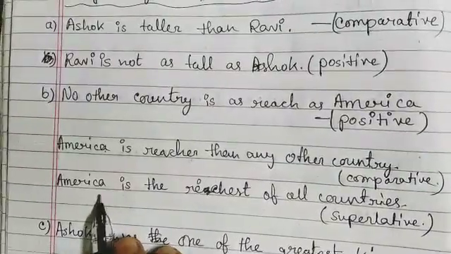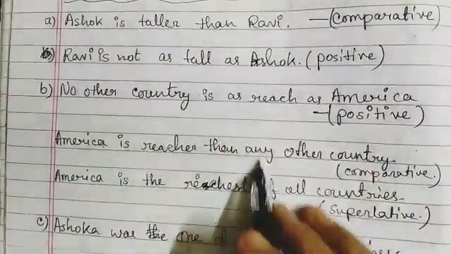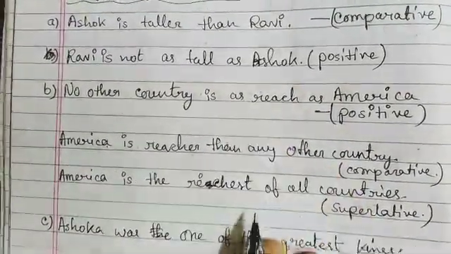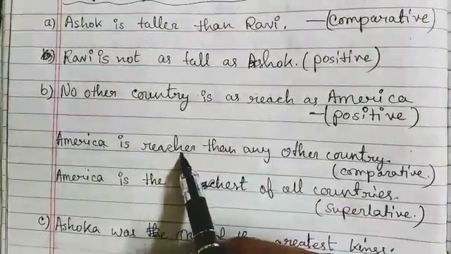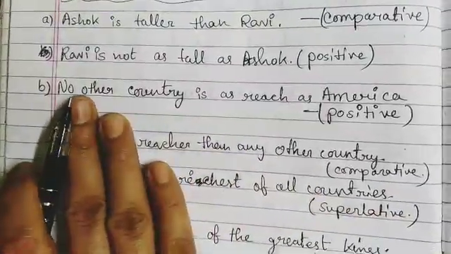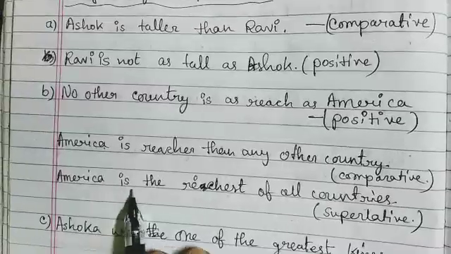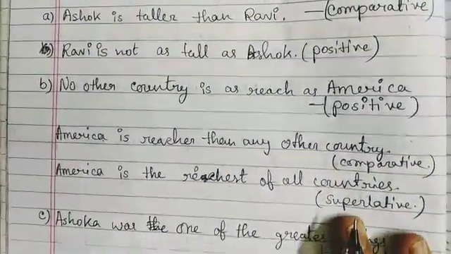And if we say like this, America is the richest of all countries, the fact remains the same. Isn't it? The fact remains the same, and we have written this as rich, richer, and richest. But we have just used a few other words that balance the sentence. America is the richest of all countries. That is in superlative.